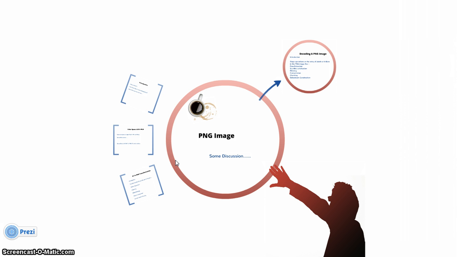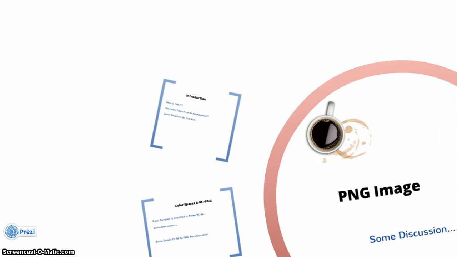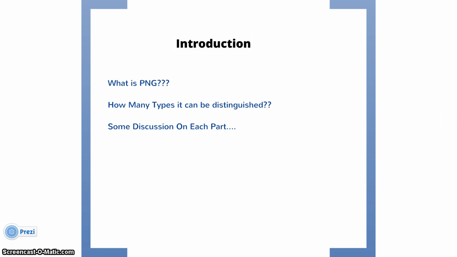So as we all know, PNG is an extension of an image file. I will give you some overview of the PNG image, how it works and how it is transformed from any other image, and lastly I will give you how the encoding of a PNG image generally works. Starting with the PNG image, first I will give you some introduction on what a PNG is.